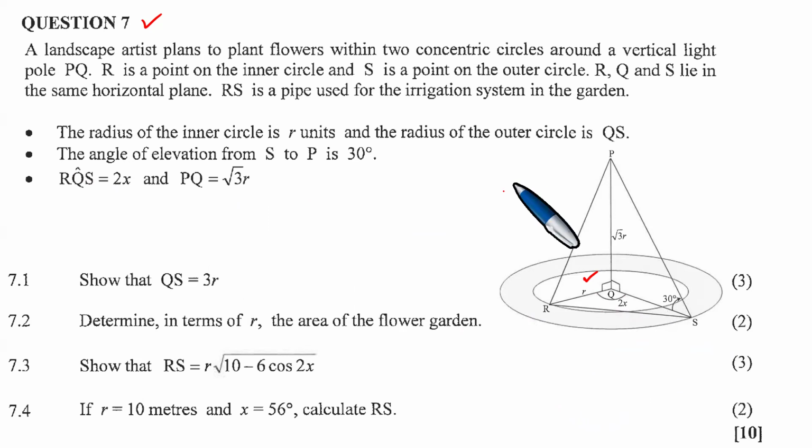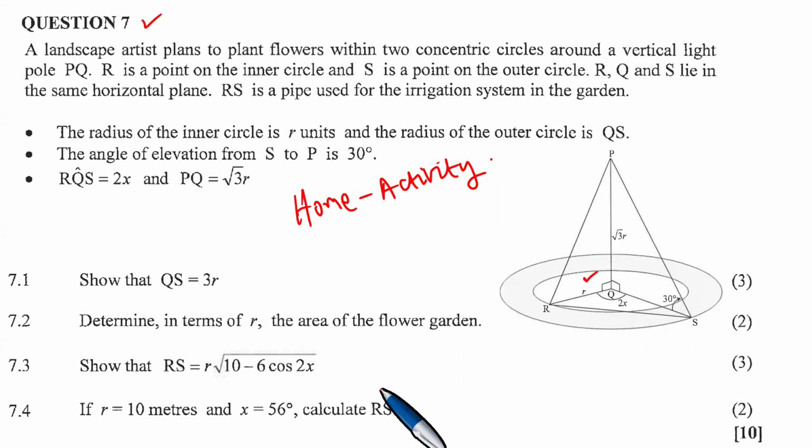This one is your homework, your home activity. I'm going to check it tomorrow because I'm going to be back tomorrow to discuss more of these. I have tons of questions here, and this is just a hint of the questions that exist. All these are past examination questions on the three rules: the area, the cosine, the sine.